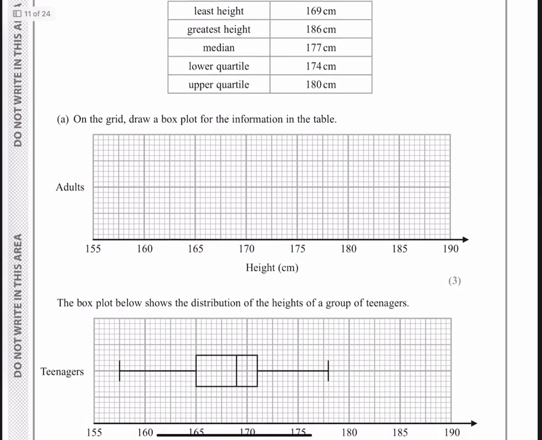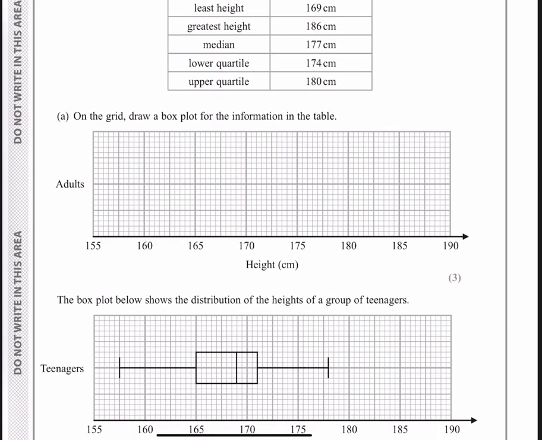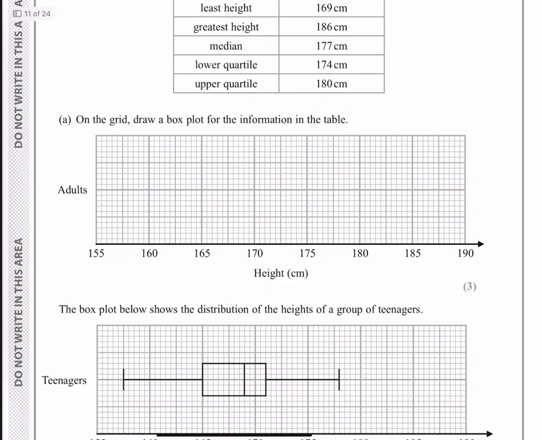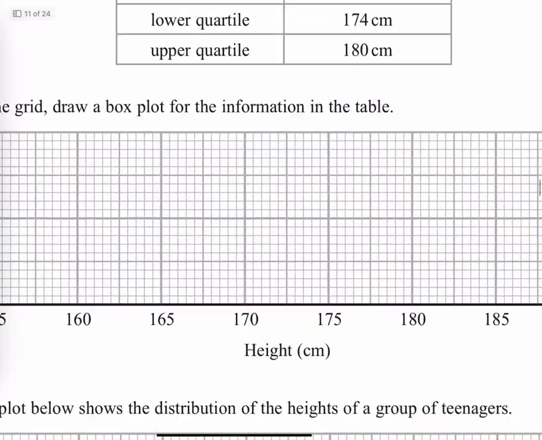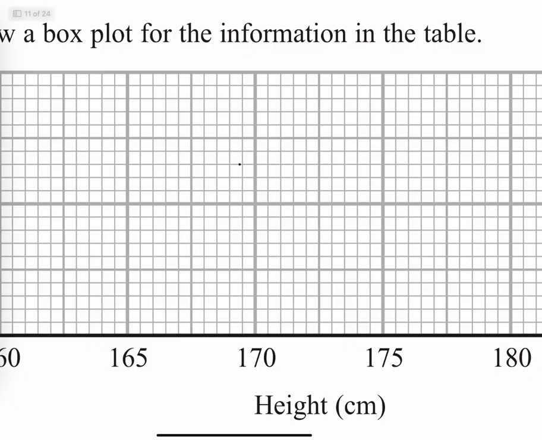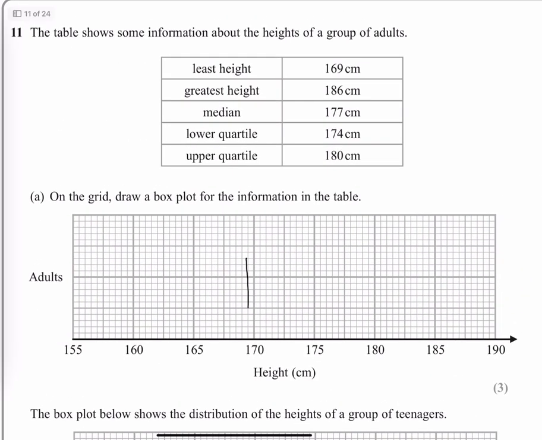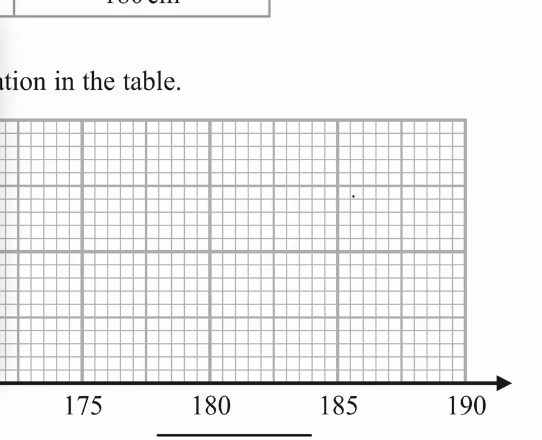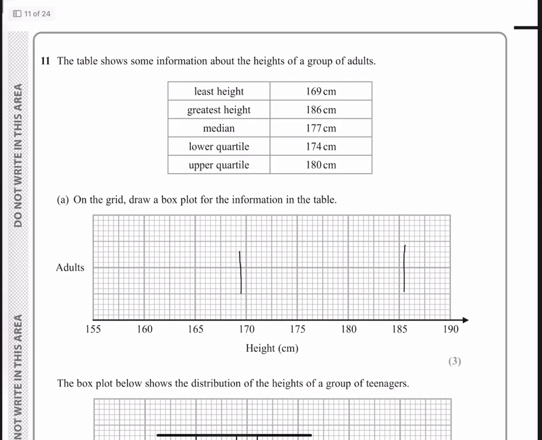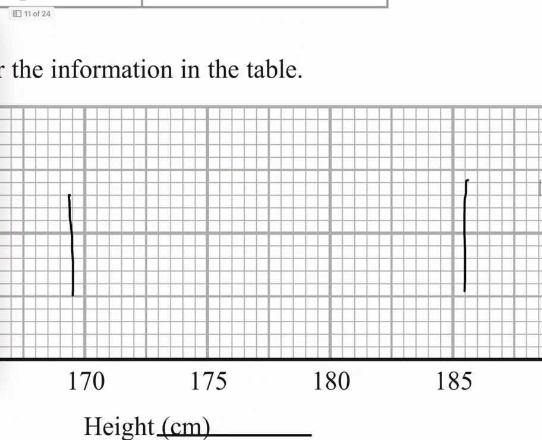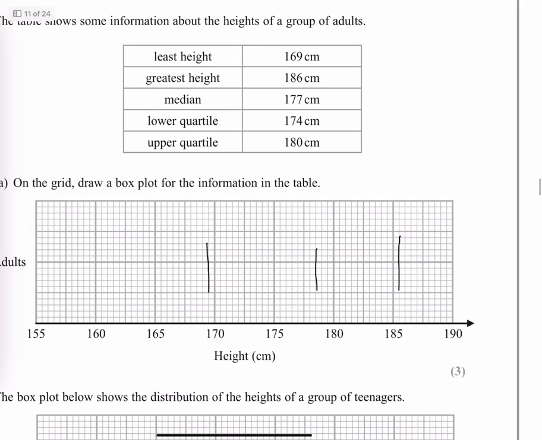Here's a group of heights. Draw a box plot for this information. Least height is 169. Quite tall. So we'll draw this line at 169. Greatest height was 186. The median was 177. The lower quartile was 174.